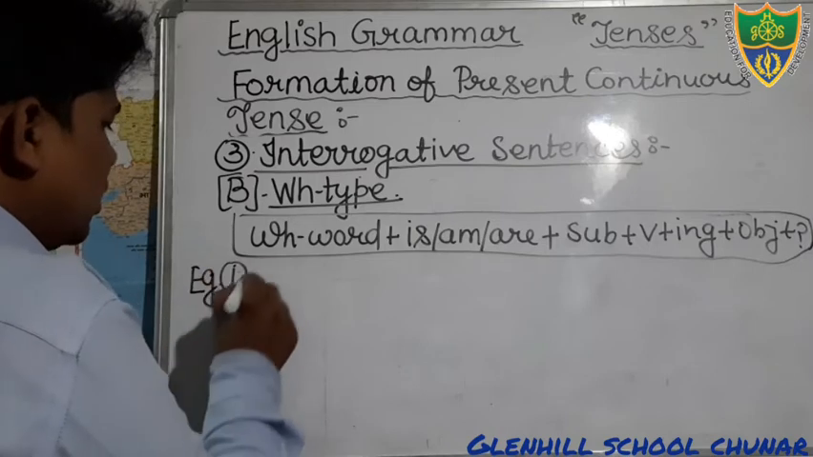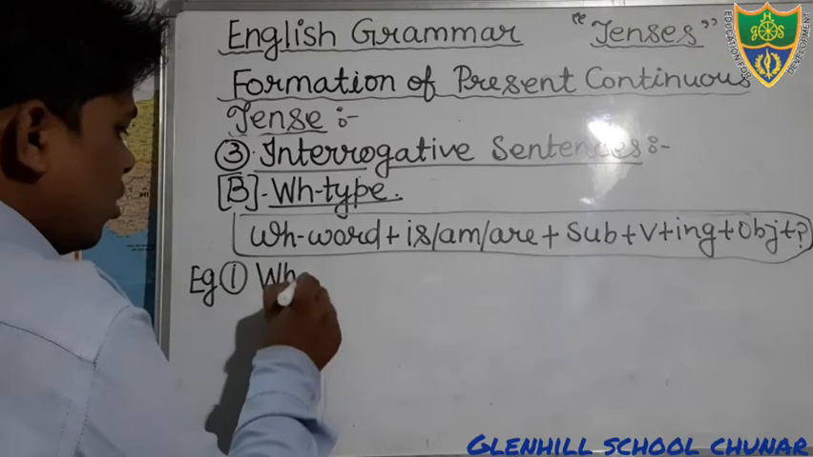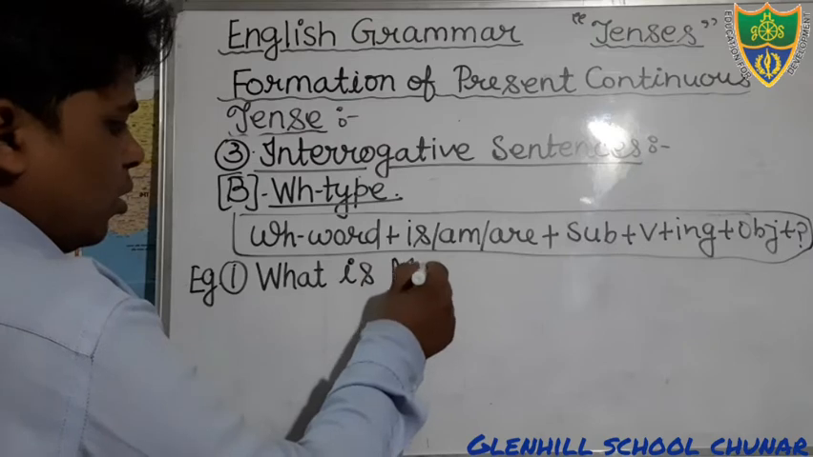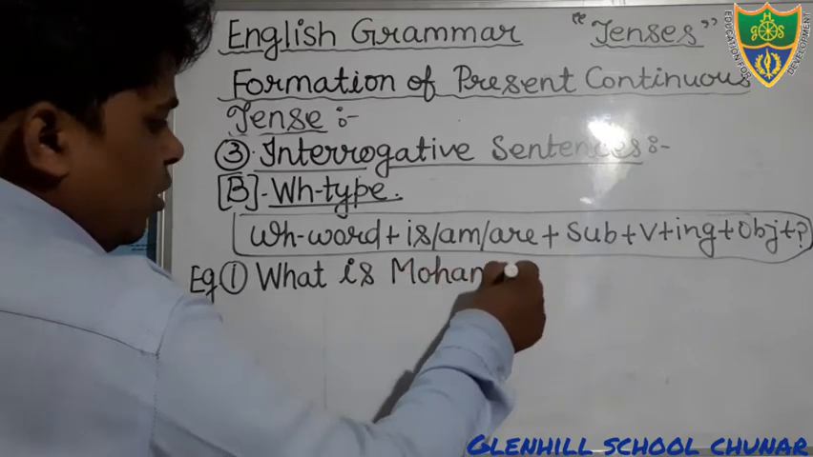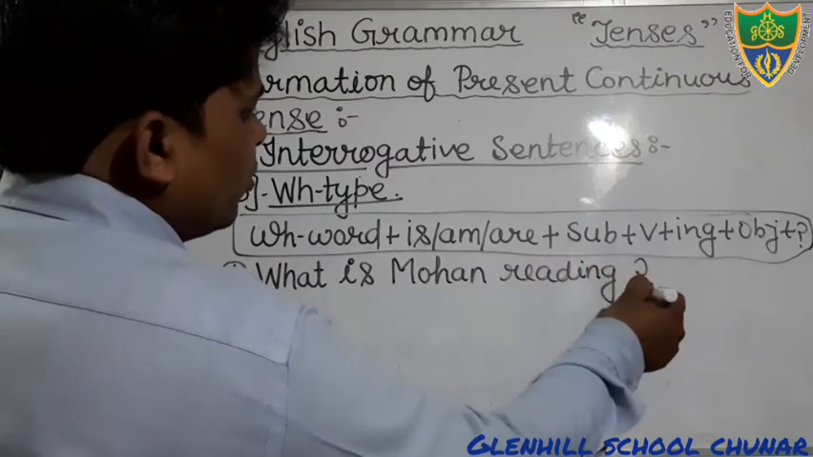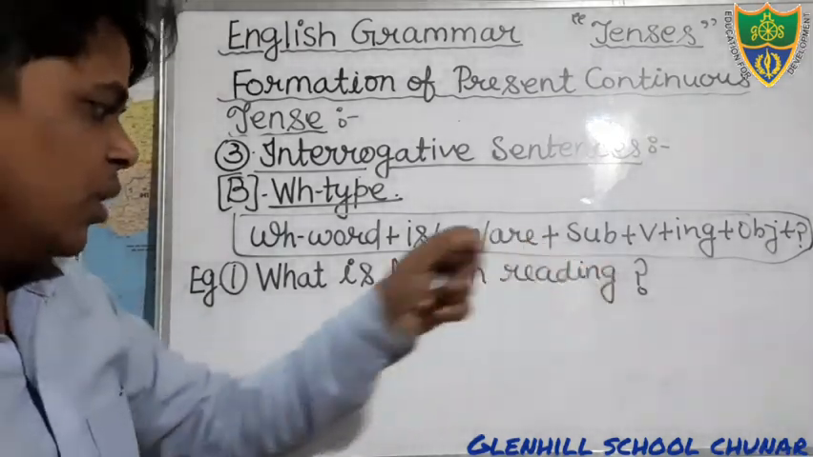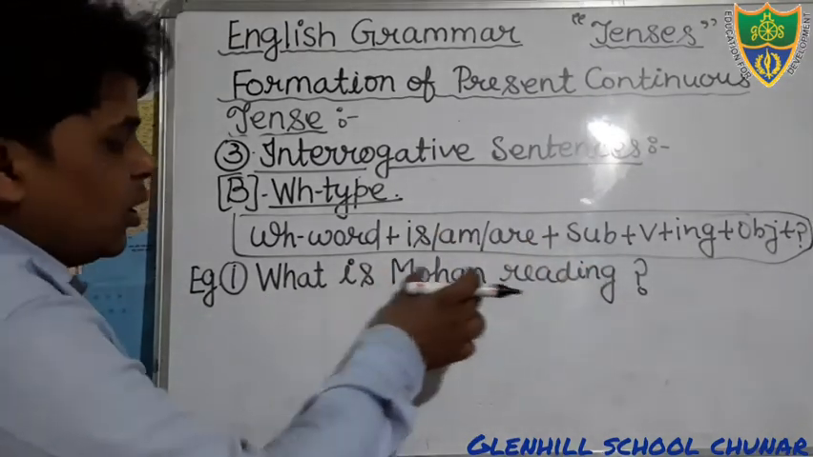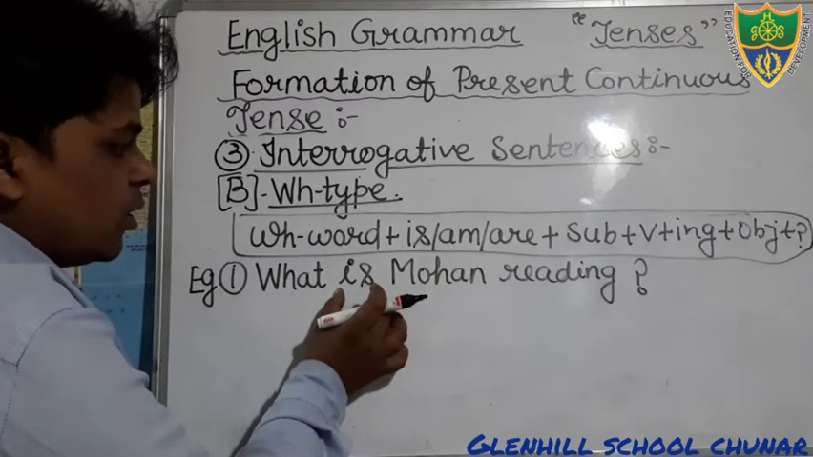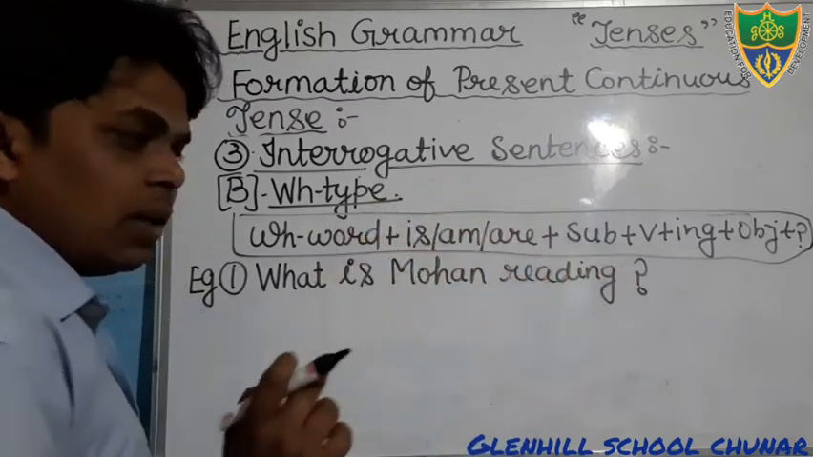First example, let's see. What is Mohan reading? Okay, you can also mention the object if you want. If you do not want, no need to mention. Let's see. What is Mohan reading? Here you can see that is the WH word, that is the helping verb is, because your subject is singular. Okay, then after verb, in the verb I have added here ing.